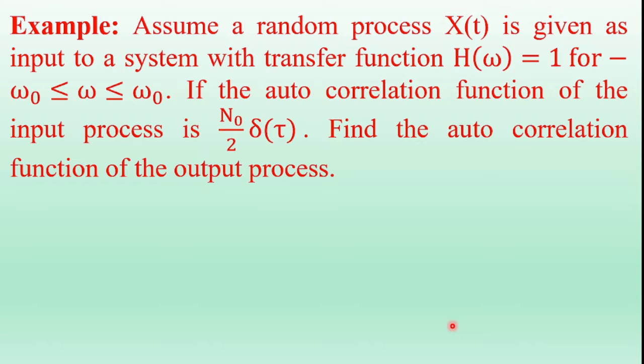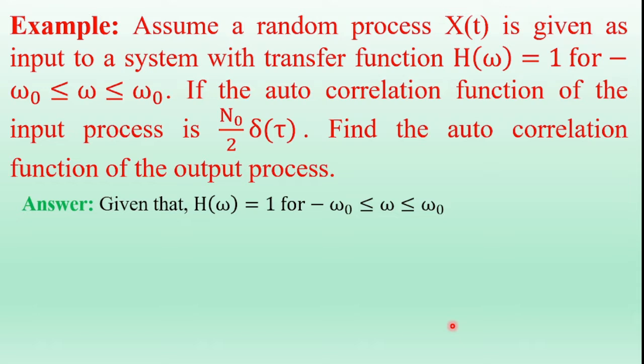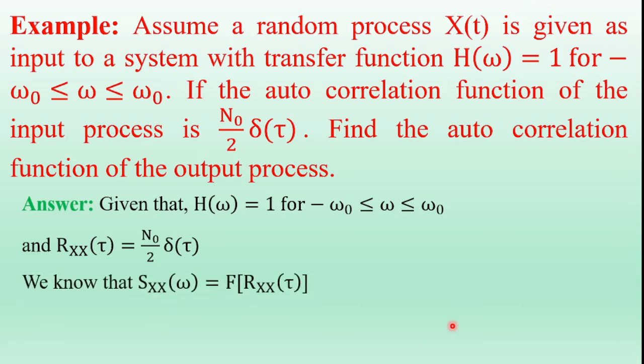So coming to the solution, given that the transfer function of the system is H of omega is equal to 1 for minus omega naught to plus omega naught, and given that the autocorrelation function of the input process x of t, Rxx of tau, is N naught by 2 into delta of tau. So in this equation, given the input autocorrelation function, take the Fourier transform on both sides. So the Fourier transform of Rxx of tau is equal to the Fourier transform of the RHS.